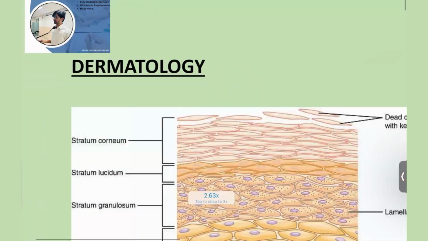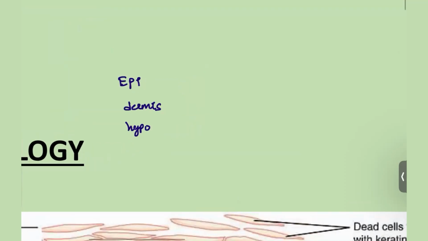As per the dermatology topic, anatomy is also very important. We have three main layers. One is the epidermis, another is the dermis, and the last layer is the hypodermis. The outermost layer is the epidermis. No vascular supply is present; it is avascular. What type of epithelium does it contain, guys?